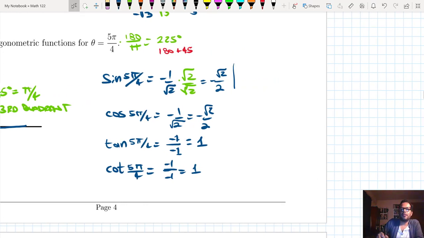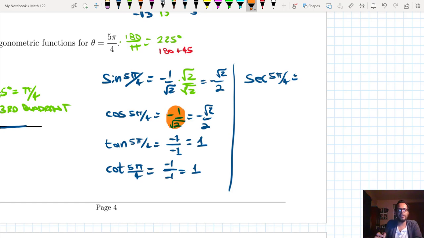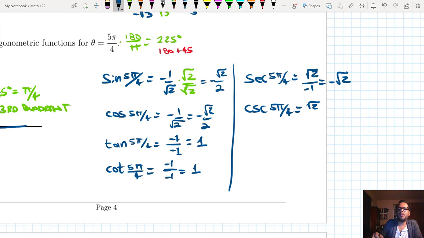And then secant 5 pi over 4 equals the reciprocal of cosine, which I'm highlighting here, that is negative root of 2 divided by negative 1, which is simply negative root of 2. And cosecant of 5 pi over 4 equals square root of 2 as well, divided by negative 1, which is the reciprocal of sine, right?